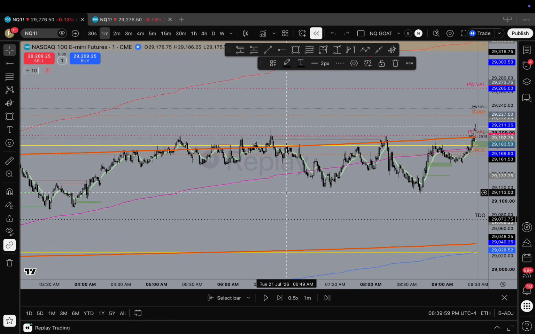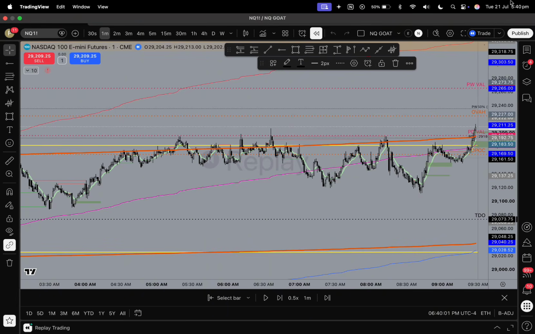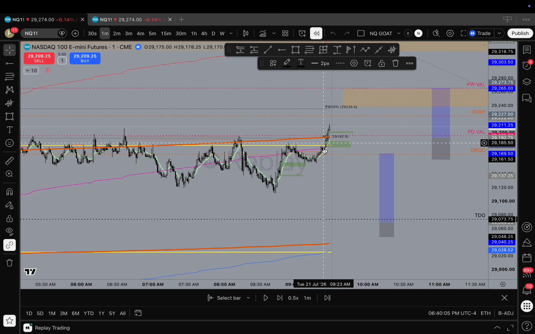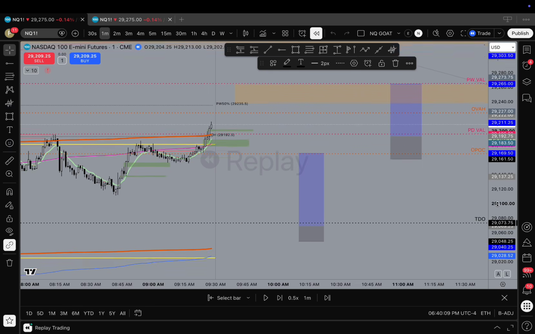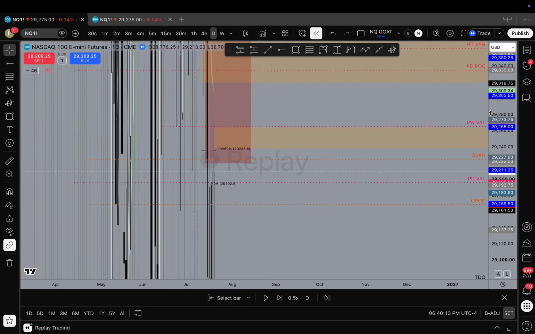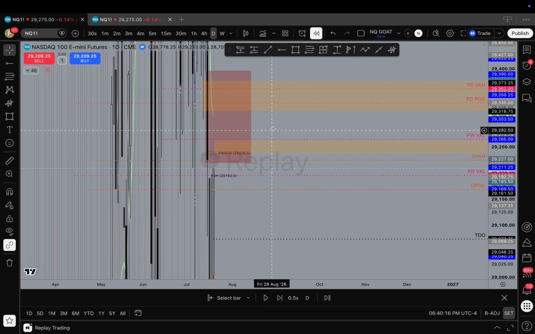Okay, here's my trade recap for the 21st of July, Tuesday. We caught 100 points, basically. So coming into the market, I was super bullish. On the daily time frame, we had this unfilled daily gap. So this is my draw on liquidity for the session, pretty much.